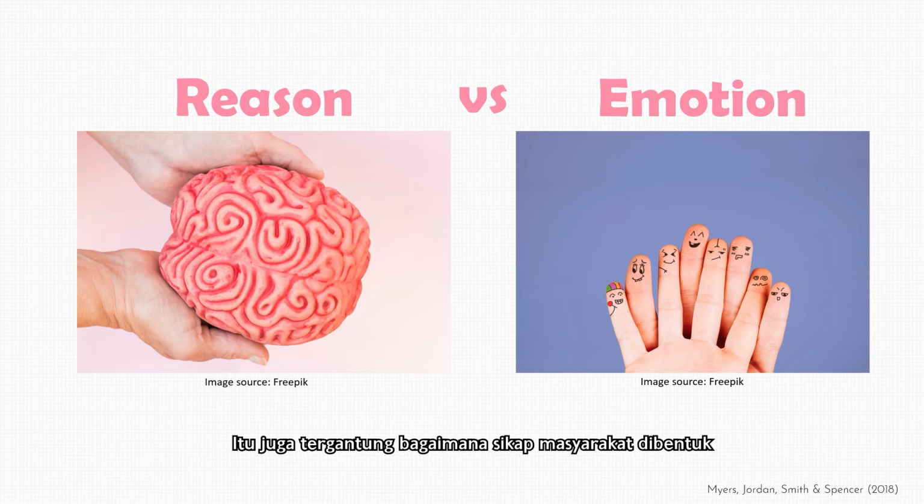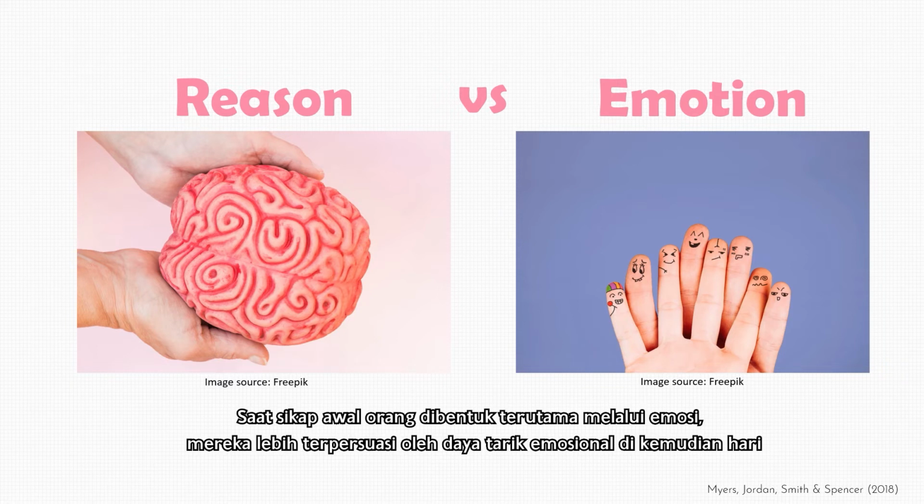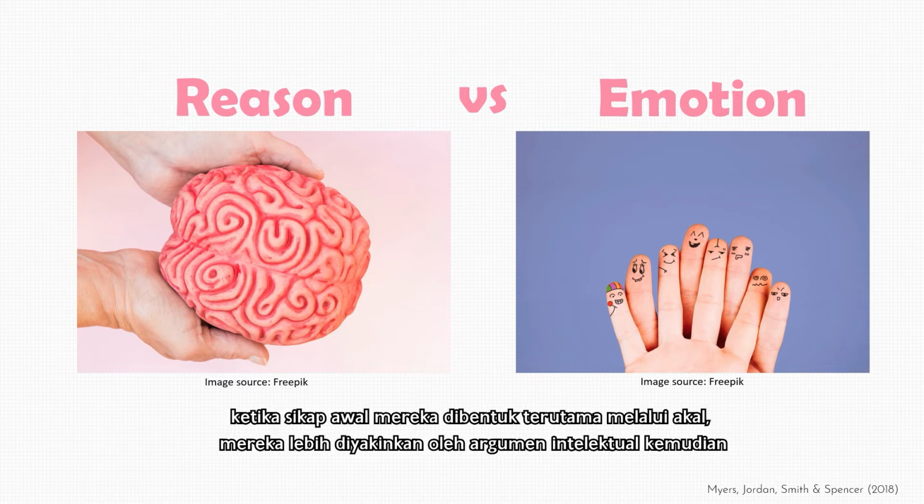It also depends on how people's attitudes were formed. When people's initial attitudes are formed primarily through emotion, they are more persuaded by later emotional appeals. When their initial attitudes are formed primarily through reason, they are more persuaded by later intellectual arguments.